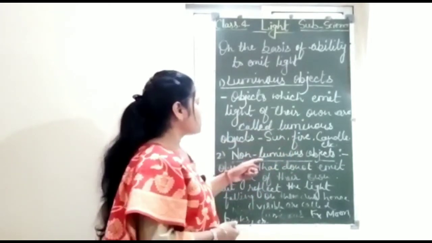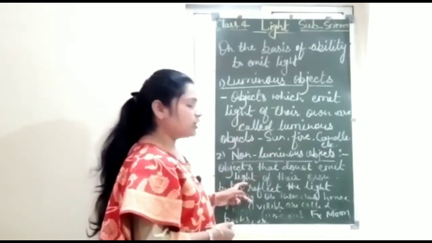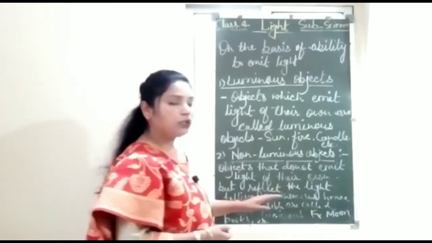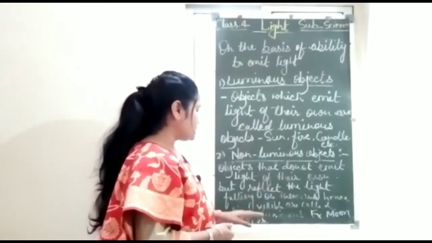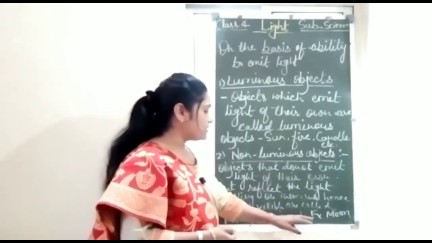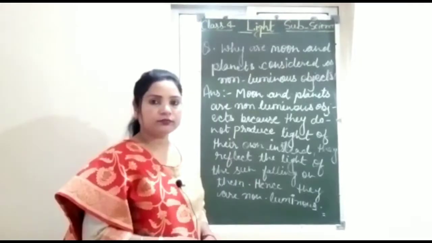Now non-luminous objects are the objects that do not emit light of their own, but they reflect the light falling on them. Hence they are visible. So these types of objects are called non-luminous objects. Examples are moon, books, furniture, etc.